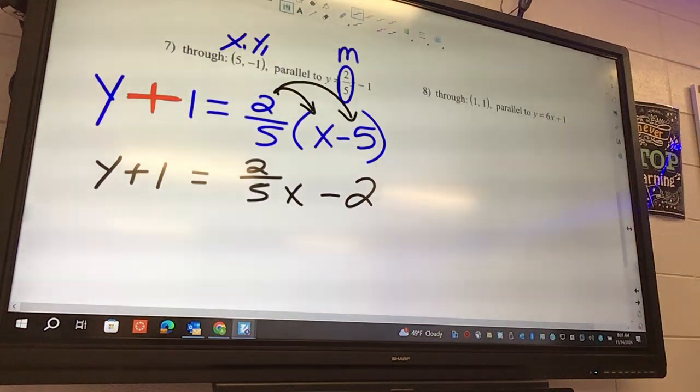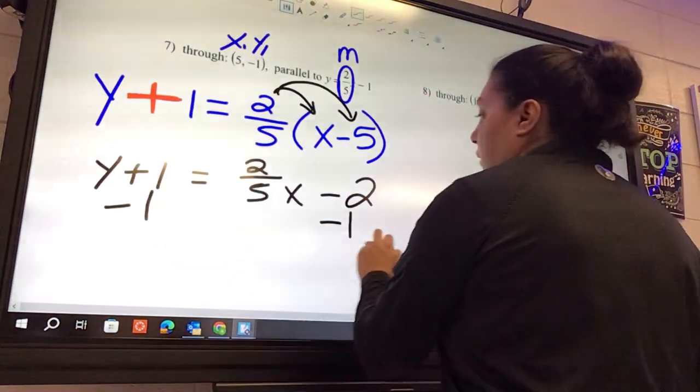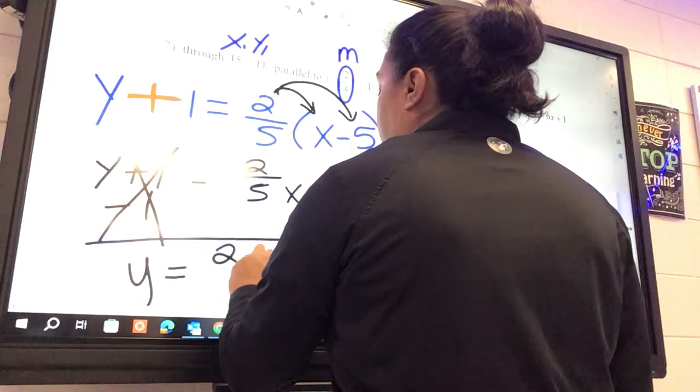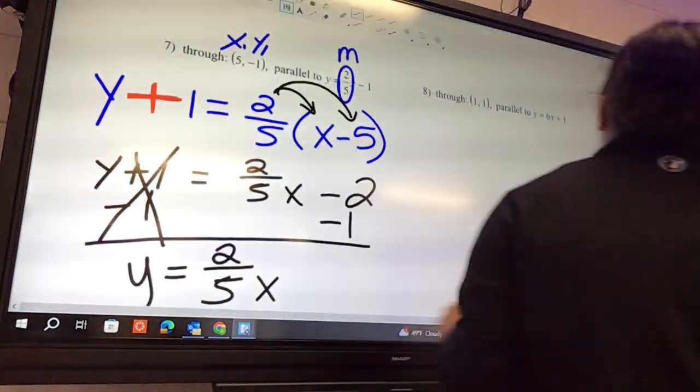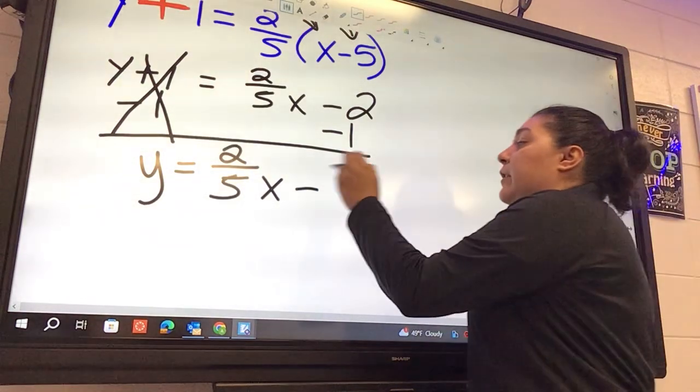And then are we going to add or subtract? Subtract 1. Okay, so we get y equals 2 over 5x. What is -2 minus 1? -3.